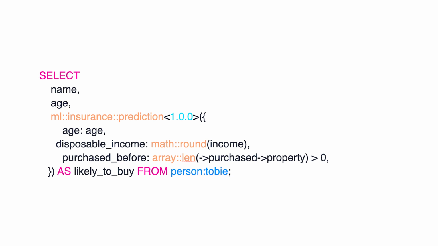it's going to push in the age field, it's going to push in the rounded value of my income, it's going to push in any connected graph queries, so it's going to look at any properties that I have purchased. If I have, that will give a true or a false. And then the result in that query, the likely to buy field, will be the result of that model.